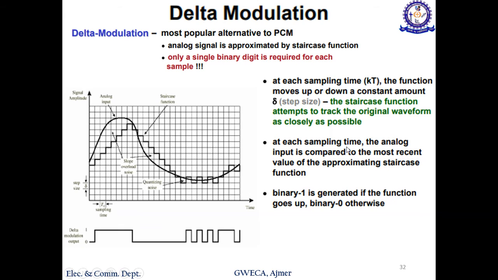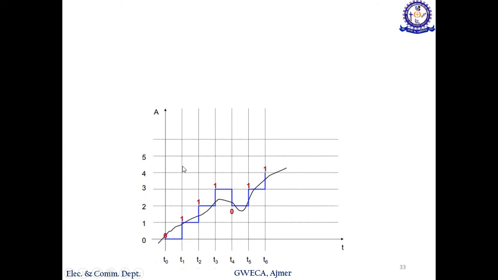At each sampling time, the analog input is compared to the most recent value of the approximated staircase function. Binary 1 is generated if the function goes up, and binary 0 is generated otherwise. So for the rising pulse, binary 1 is generated, and for the decline pulse, binary 0 is generated.